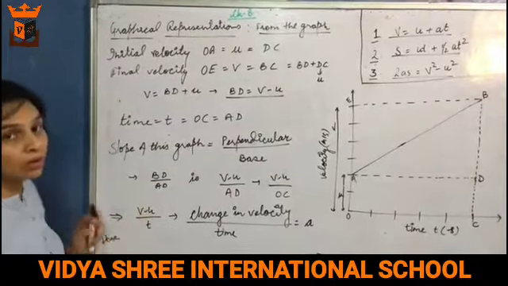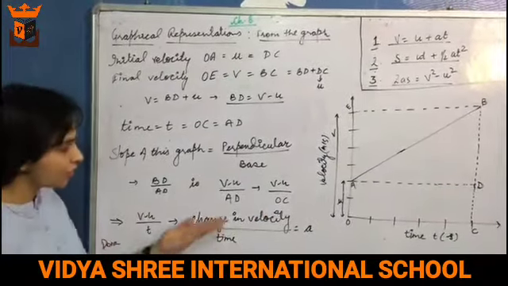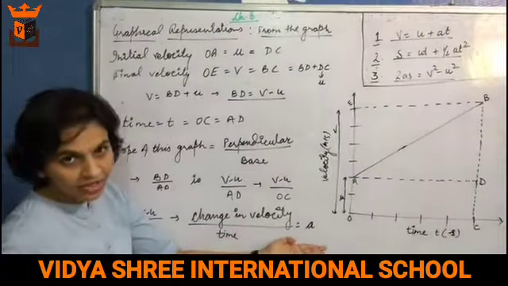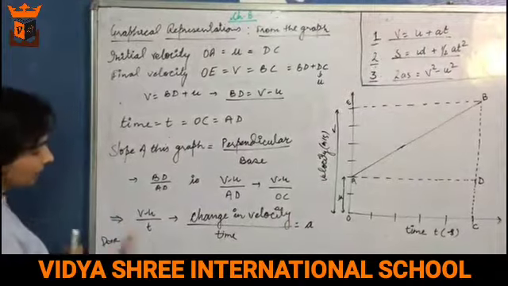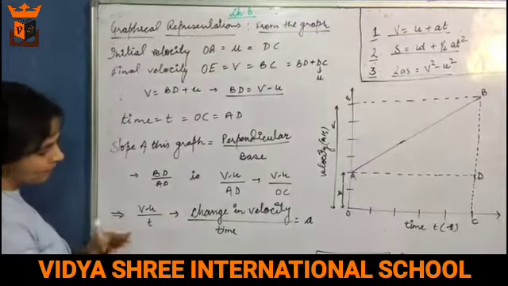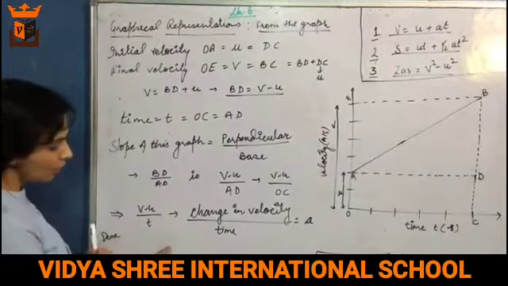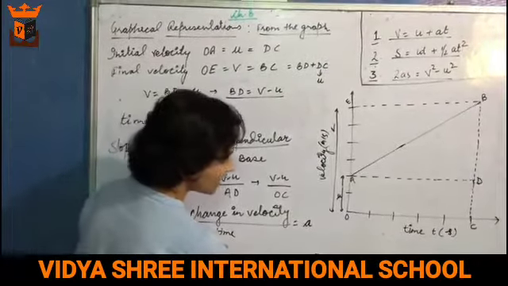V minus U is what? Change in velocity upon time, and you already know change in velocity upon time is what? Acceleration. Hence proved, the slope of this graph is acceleration. V minus U upon T is equal to A. Just rearrange this equation. V minus U is what? AT. V is what? U plus AT.